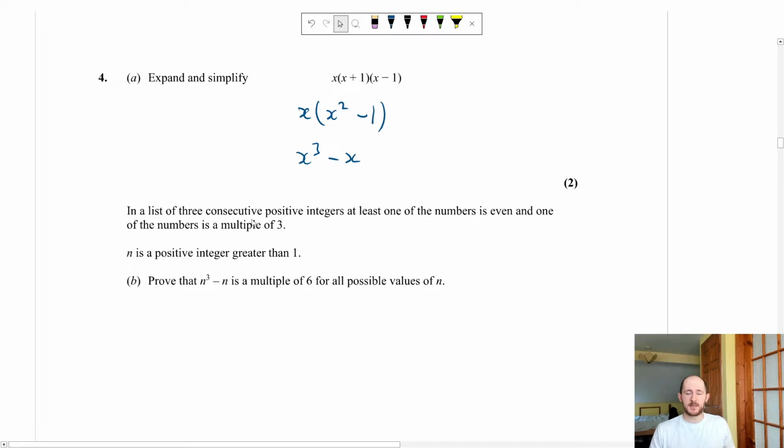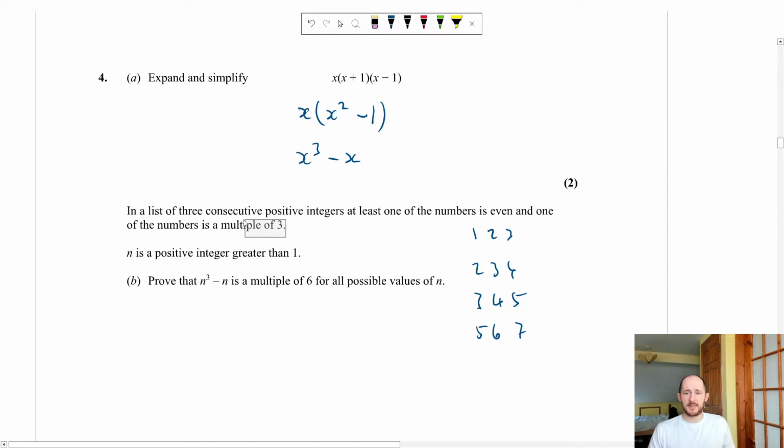Well, consecutive means that they're next to each other. So let's look at the numbers 1, 2, 3. You can also have 2, 3, 4. You can have 3, 4, 5. These numbers are all next to each other, right? As in these lists. These 3 numbers are these 3 numbers. That means they're all consecutive. So what it's saying is, if you have positive integers that are next to each other, and it's a list of 3, at least one will be even and one will be a multiple of 3.